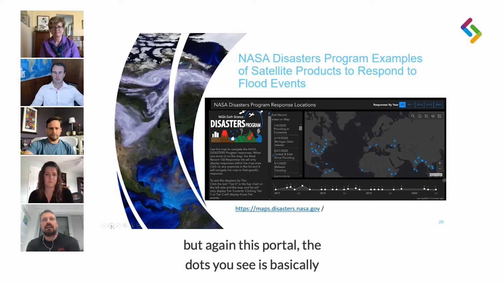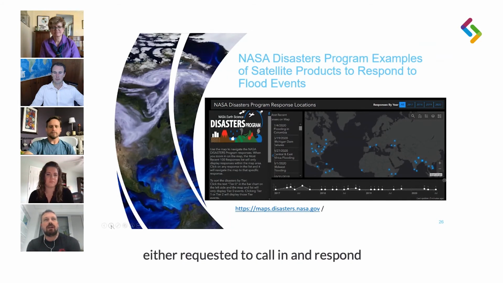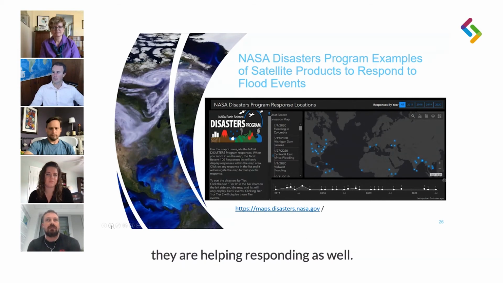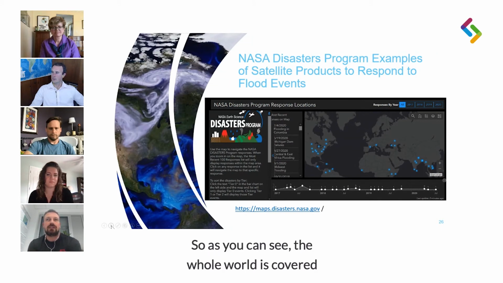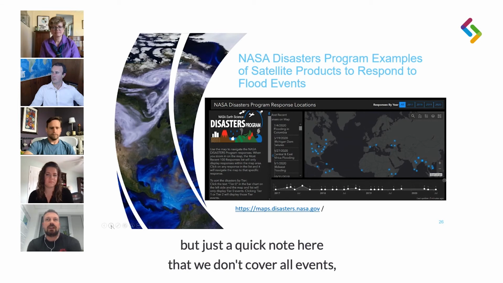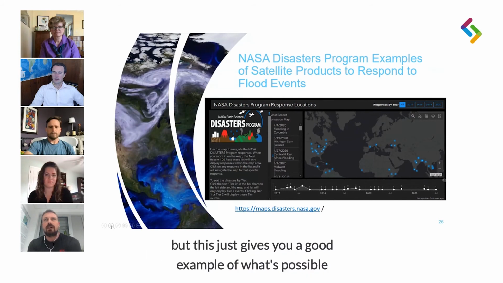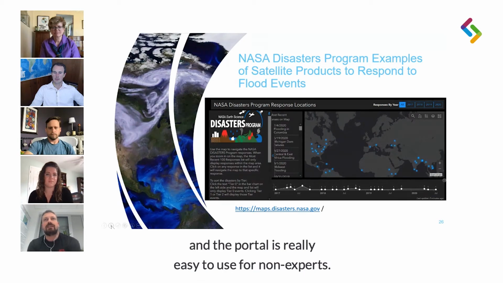But again, at this portal, the dots you see is basically an activation of a flood event where NASA was either requested to call in and respond, or the programs that they have in terms of projects, they are helping responding as well. As you can see, the whole world is covered, but just a quick note here, we don't cover all events, also because of current limitations of sensors, like Dave was also mentioning before. But this just gives you a good example of what's possible, and the portal is really easy to use for non-experts.